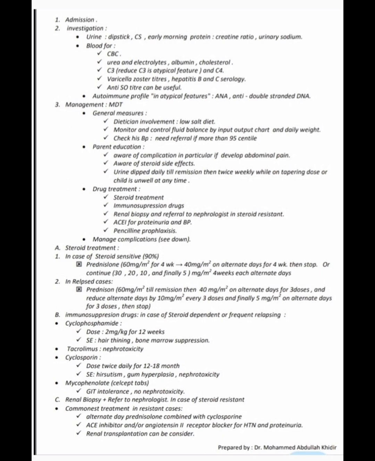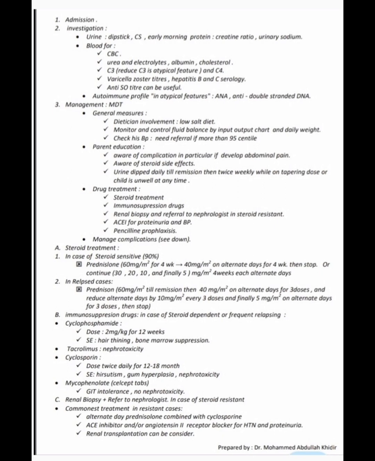C3, where reduced C3 is an atypical feature, and C4. Varicella zoster titers, hepatitis B and C serology. Anti-streptolysin O titer can be useful. Autoimmune profile in atypical features: ANA, anti-double-stranded DNA. Number 3, management. We involve the multidisciplinary team.